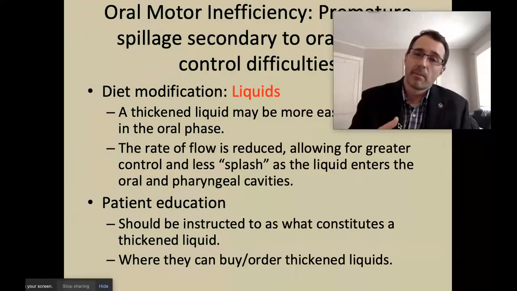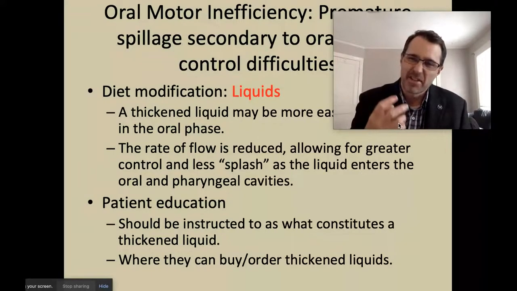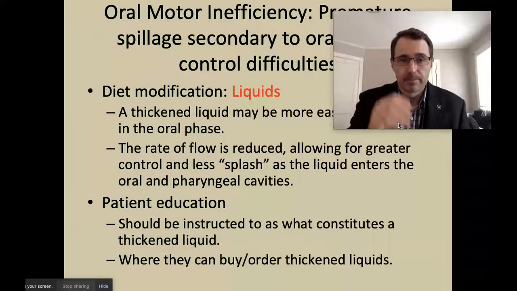But one problem with thickening the liquids is that if stasis is a problem, then they're going to struggle with the thickened liquids more, oftentimes. Not always.